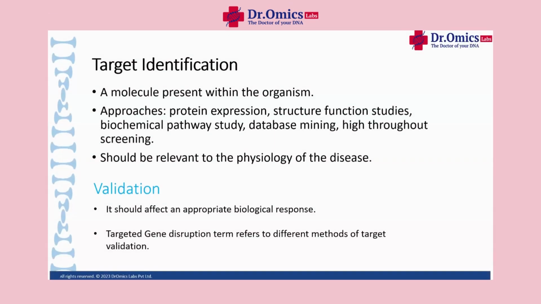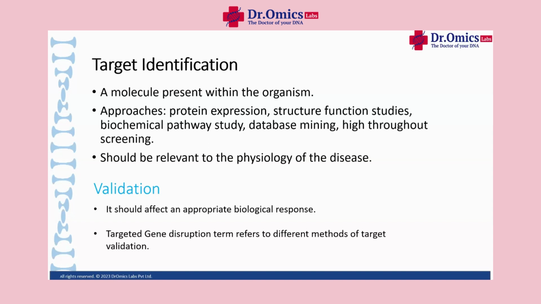Target identification: the target should be a molecule which is present within the organism. If you are working on the human body, the molecule should be present in the human body. What are the approaches from where you can get the target? Literature mining is one of them. Protein expression, structure function studies, pathway study, database mining, and high throughput screening can also be done. All these methodologies can be used to identify the target against which you want to design the drug.